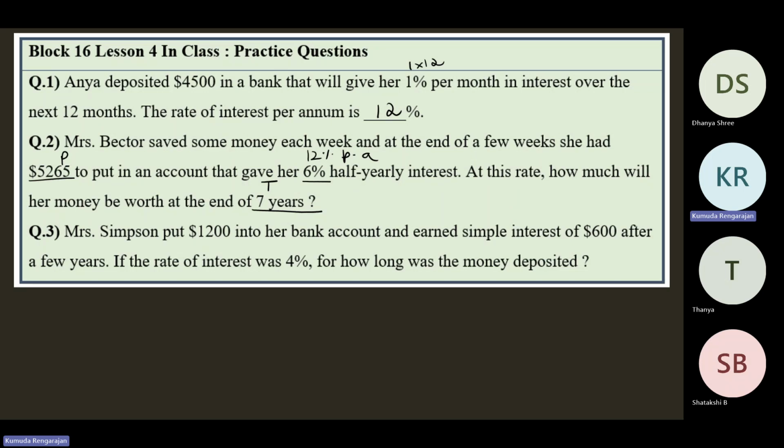Now the question is, how much will her money be worth at the end of 7 years? So you must find the simple interest, but that's not what her money is worth. Amount is what you have to find. Principal plus interest. That final value is the worth of her money after 7 years. Find the simple interest and then find the amount. That's the worth of her money after 7 years.